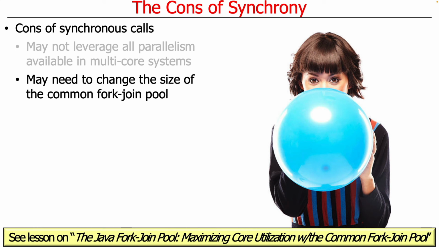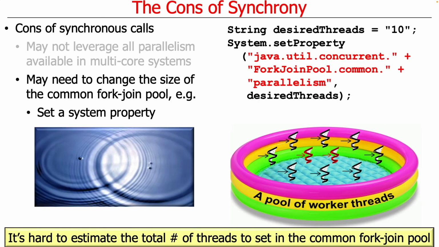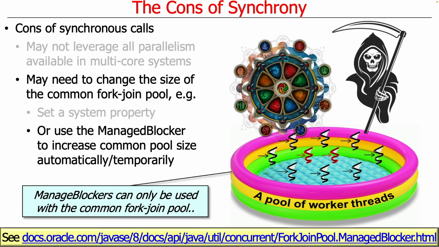If you're programming in the parallel streams world, you may need to change the size of the common fork join pool. So you may need to make it grow or shrink. One way to do that is by setting a system property, but that is difficult because you don't know what the size should be, and also it has to be done before anything runs at all involving the common fork join pool. Another way to do it is to use the managed blocker mechanism, which is a good solution if you understand how it works.